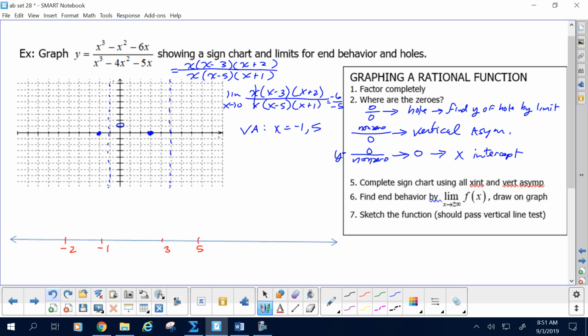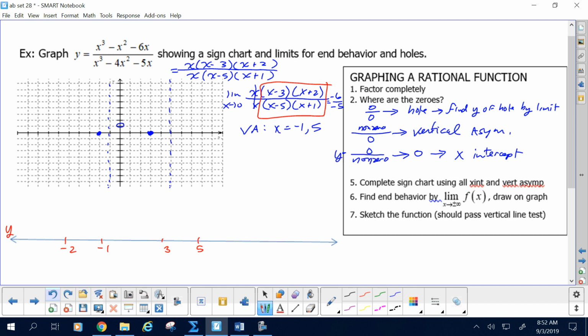So here we go. I want to determine the sign of y in each of these regions. You do that by taking a test point in each region. So if, say, x equals negative 3 is put in, I'm going to look at this here. The hole to me is a non-issue because the hole is always going to cancel itself out. So just look at what's left here.